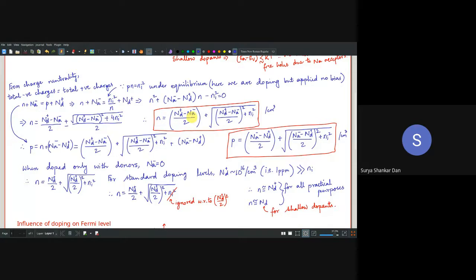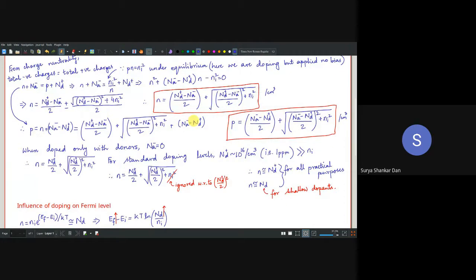For example, here I have taken a particular case, when doped only with donors, your Na minus will be 0. Na is for the acceptor impurity, right? The acceptors are 0. So you will notice that small n will be equal to this, where I have simply removed that Na variable and you are left with this. Similarly you will get it for P as well, but I am showing it for the electrons.